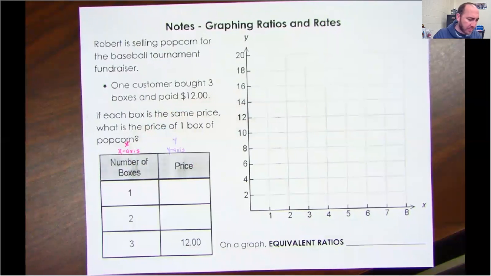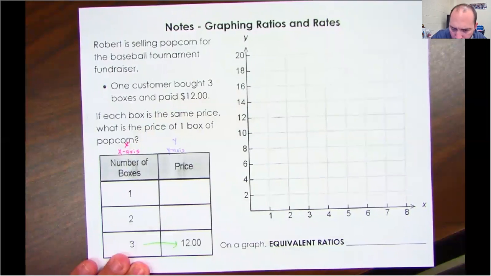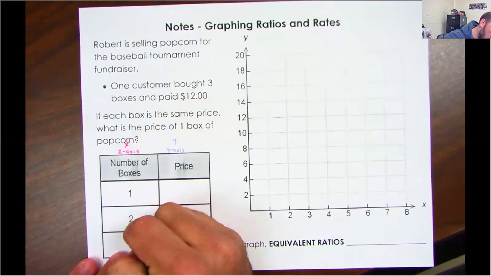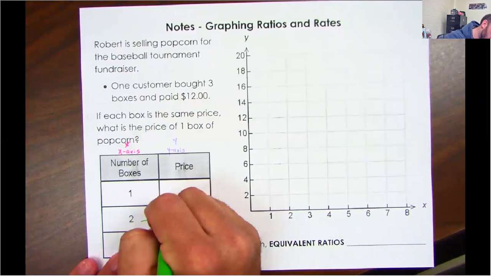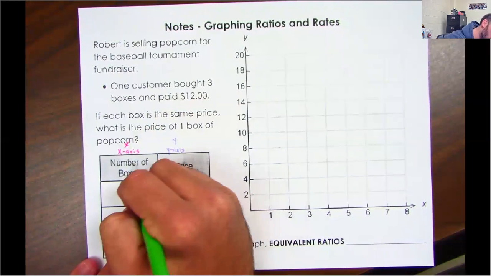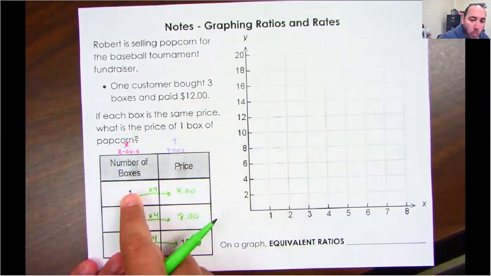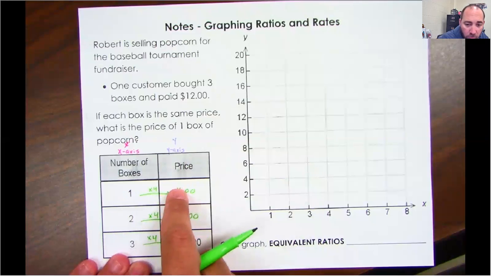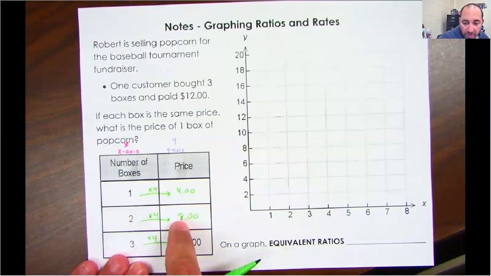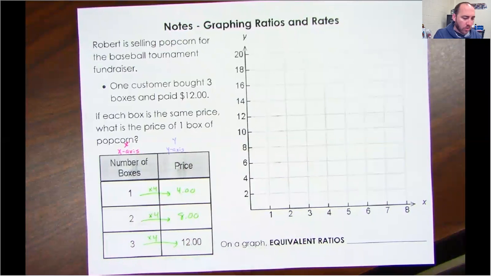Okay? Well, let's see if we can find a scale factor. How would you go from 3 to 12 using the multiplicative comparison? Well, easy, multiply by 4. So 2 times 4 is 8, and 1 times 4 is 4. So 1 box costs $4. 2 boxes cost $8. 3 boxes cost $12. Well, let's go ahead and graph this.